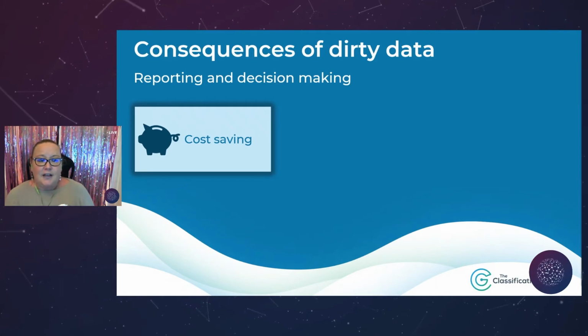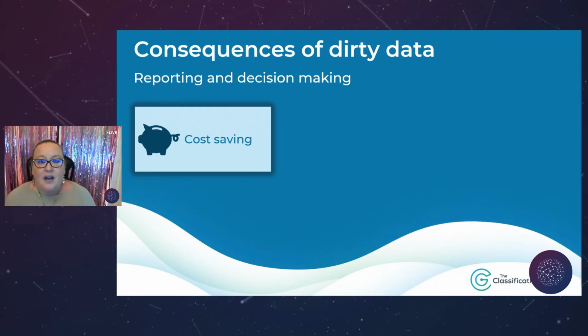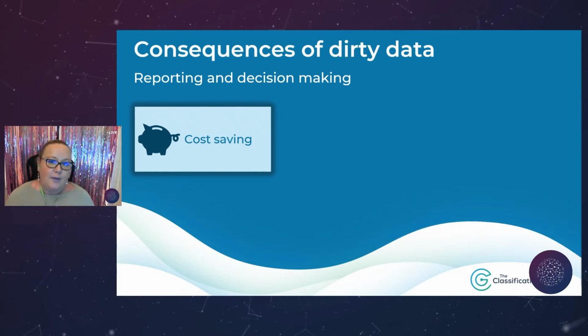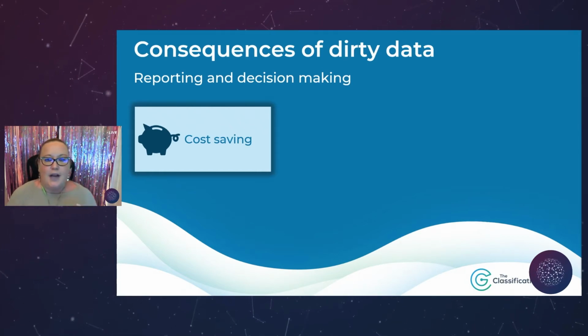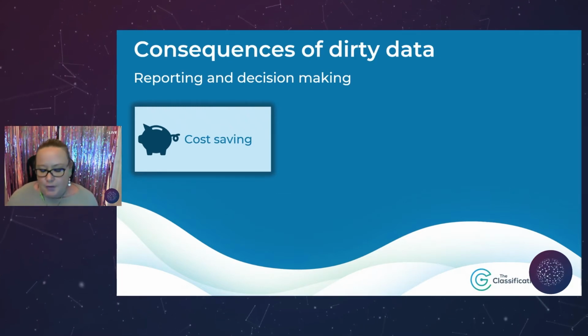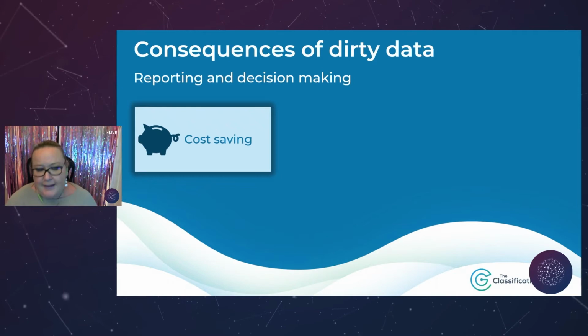Things like databases, people's names and things like that. What if you're contacting the wrong people? You're wasting all that time and money on marketing campaigns that you're not even hitting the right people with. So it has wide and far-reaching effects.